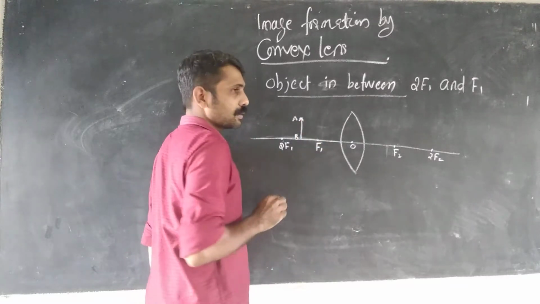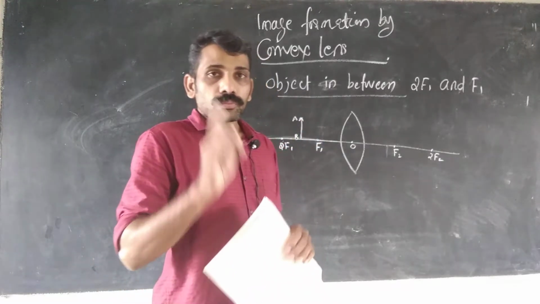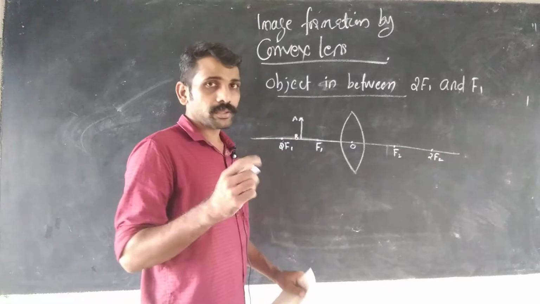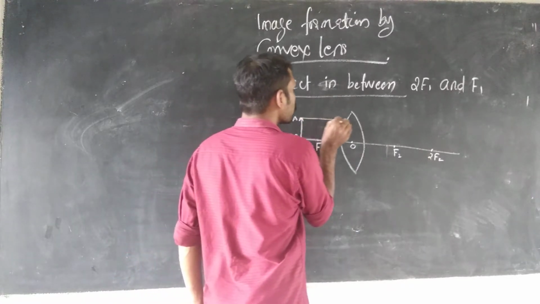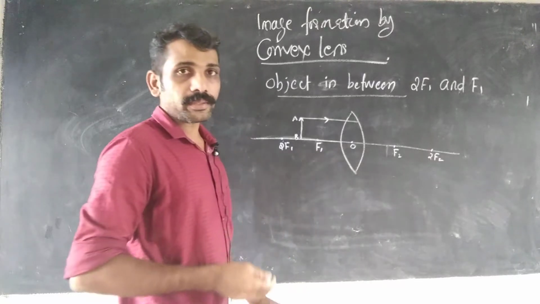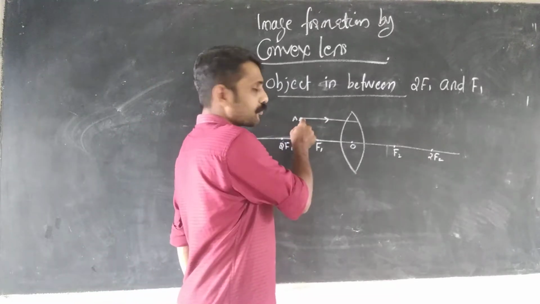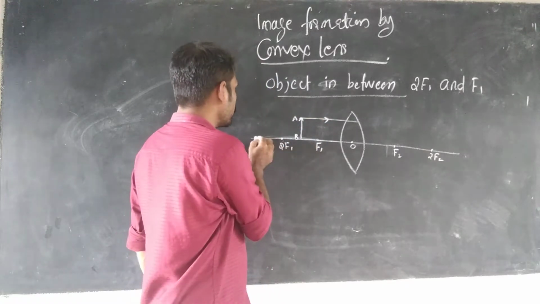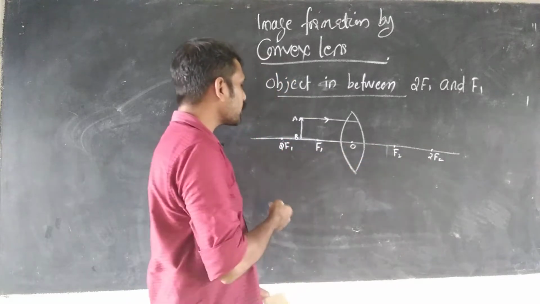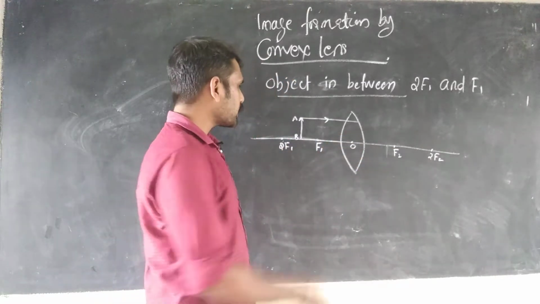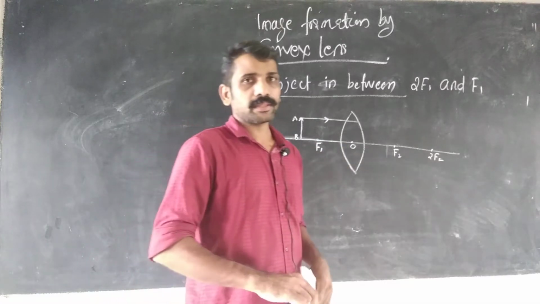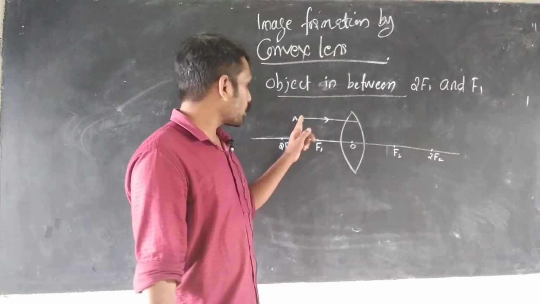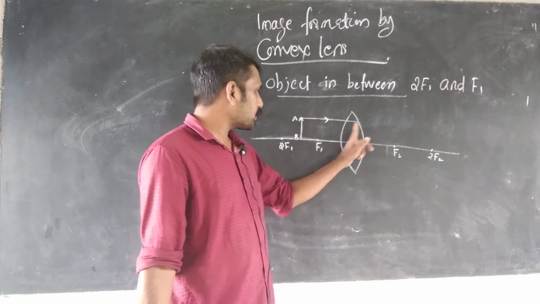In order to form an image, we need at least two rays. So we are drawing two rays. One ray is coming from the object, parallel to the principal axis. This line that is passing through the optical center and the centers of curvature is called the principal axis. So this imaginary line is the principal axis.